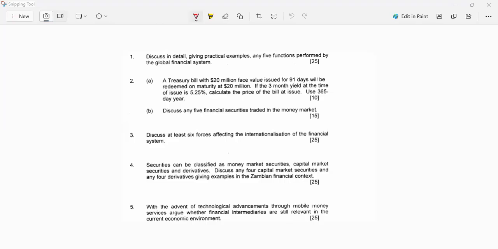Our class today will review the following questions 2025. We will look at selected questions, if not all. So question 1 reads, discuss in detail with practical examples any 5 functions performed by the global financial system. We looked at the global financial system as being a framework that will facilitate the flow of capital or credit across international borders. It's a complex network of institutions, of markets, and of regulations.